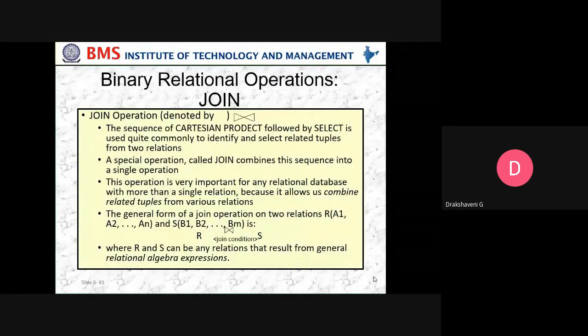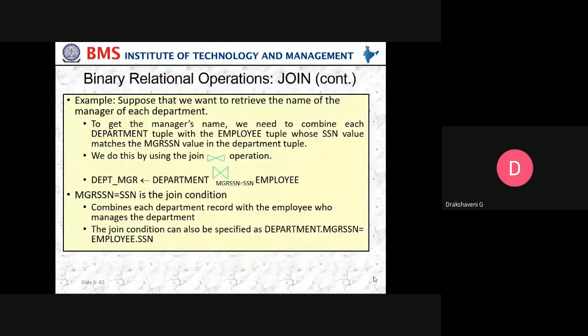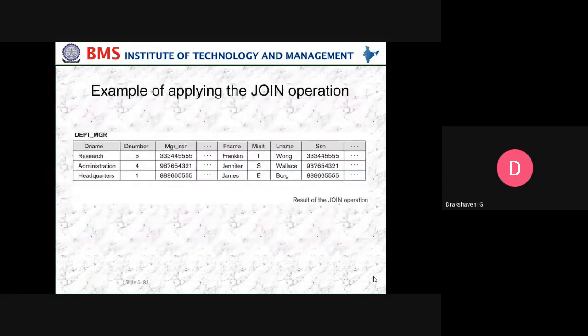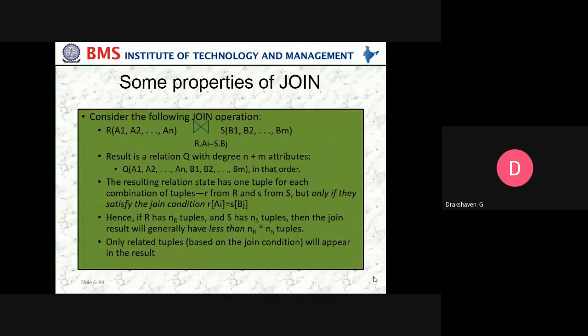In the same way, for binary relation operations, we have also seen how to join. Suppose that we want to retrieve the name of the manager of each department. That's how we have seen department manager, as an example of applying the join operation. Some properties of join. Consider the following join operation.